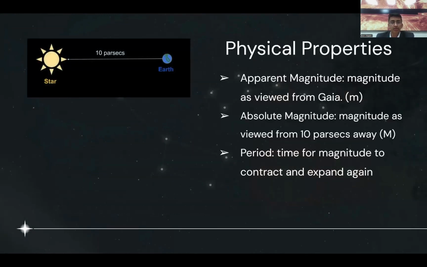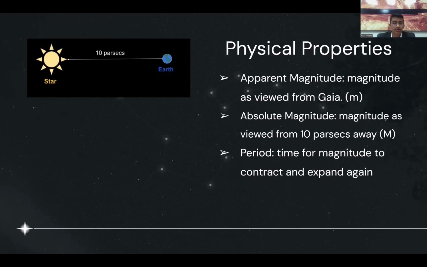Physical properties. The way we classify all the data received by Gaia is by looking at the properties of the variables and comparing them to perfect examples. Apparent magnitude is how bright an object looks as viewed from the Gaia spacecraft. Absolute magnitude is how bright an object looks when viewed from 10 parsecs away.